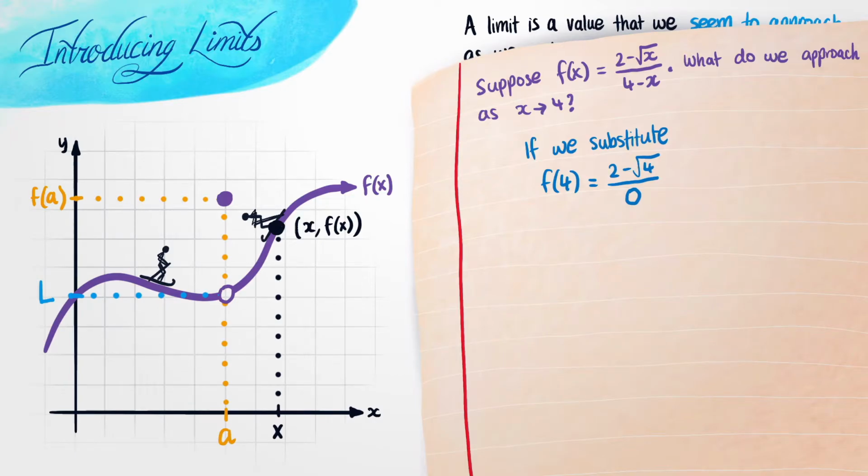Well, not quite. How about instead we try some values close to 4 to see what happens? Now to actually try some values that are close to 4, I'm going to go ahead and use a spreadsheet.